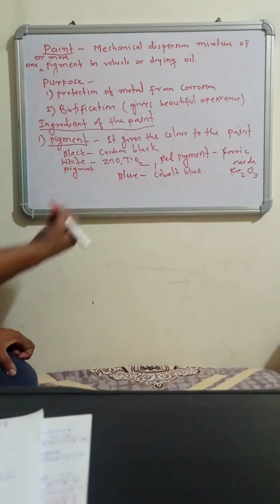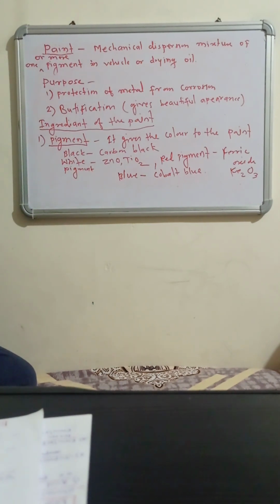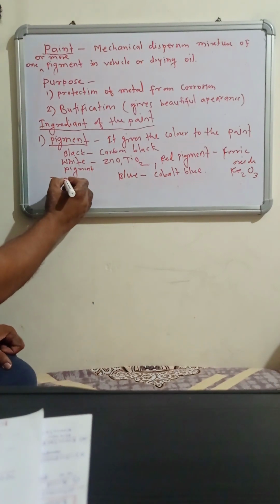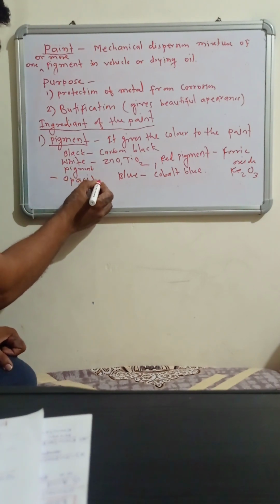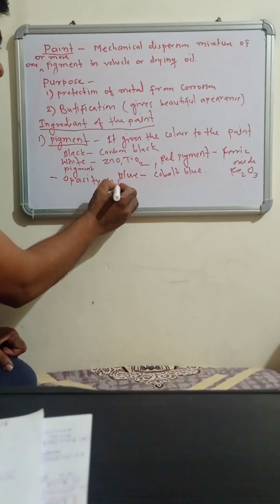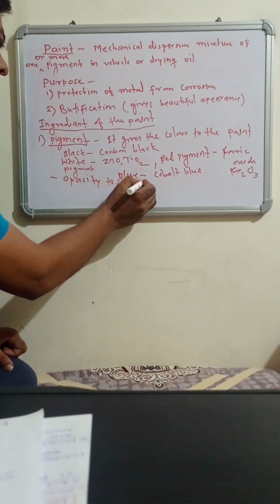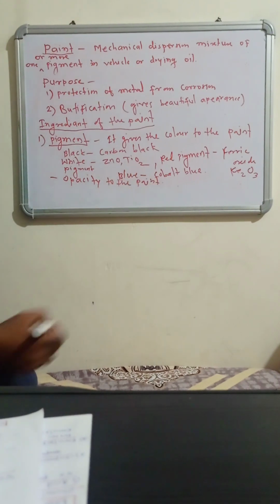So these are the various pigments we have to use for the coloring purpose. One of the characteristics of the pigment is it provides the opacity to the paint.